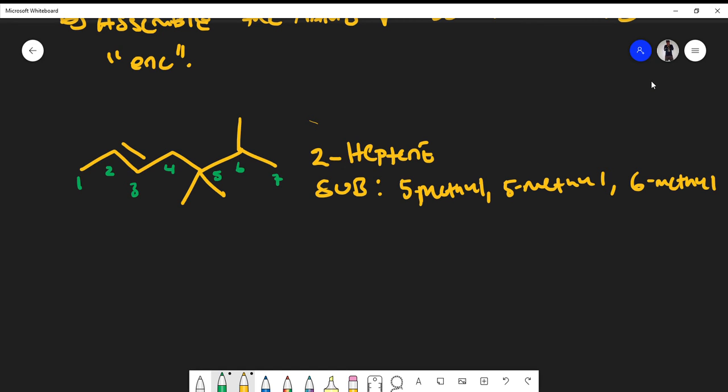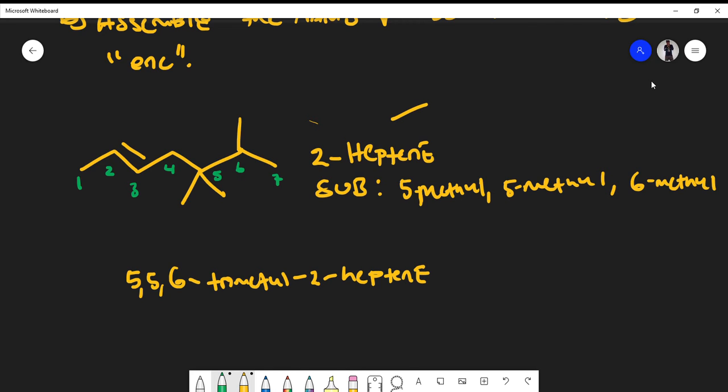The only thing we have to do now is put everything in alphabetical order. There's not really any alphabetical ordering here because we only have methyl groups. So putting the name together, this would be 5,5,6-trimethyl, because we have 3 methyl groups, dash 2-heptene. This would be the IUPAC name for this molecule.